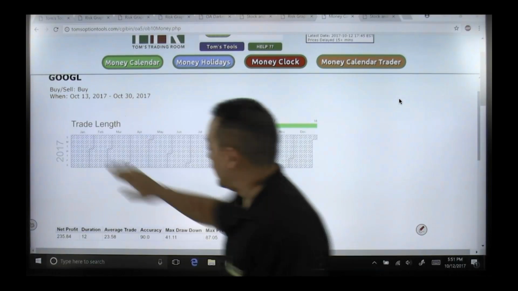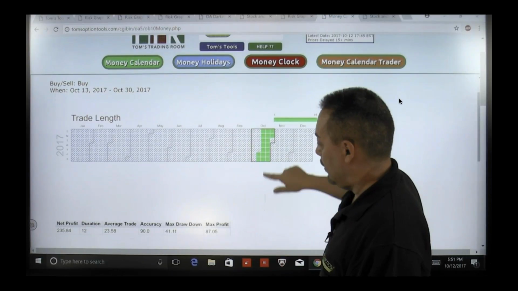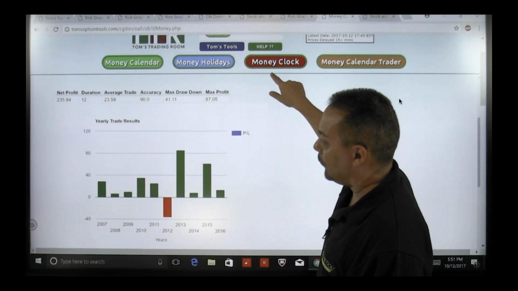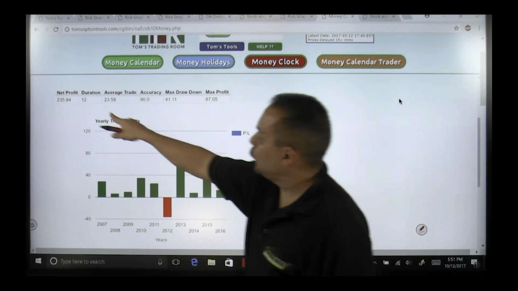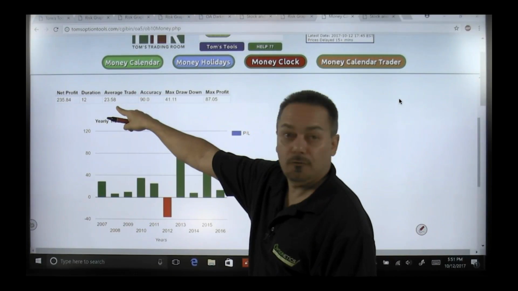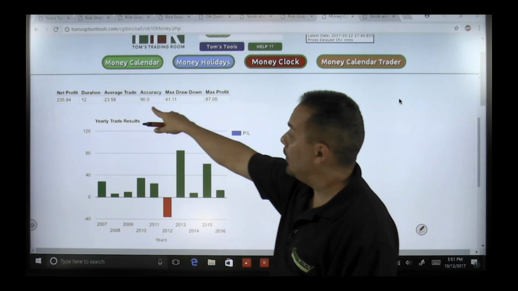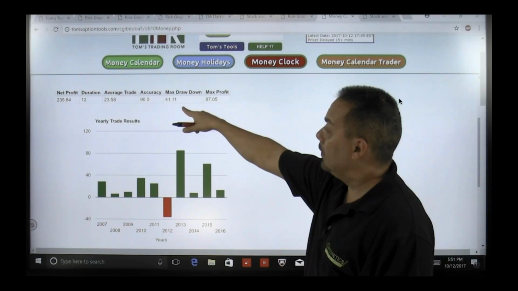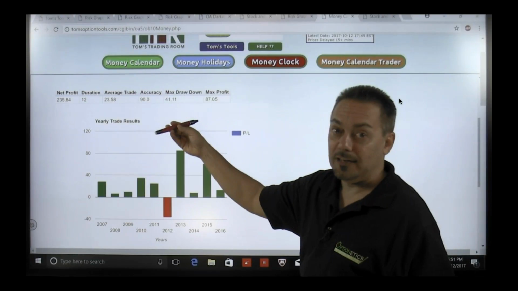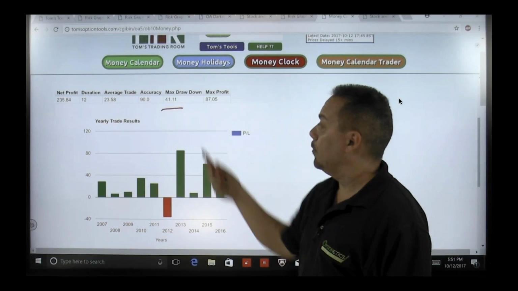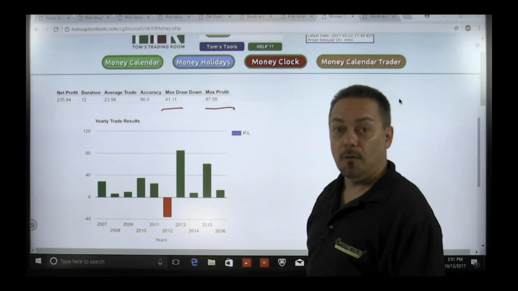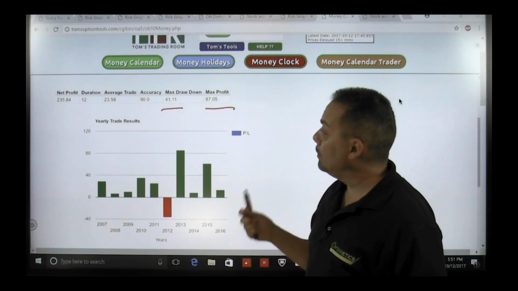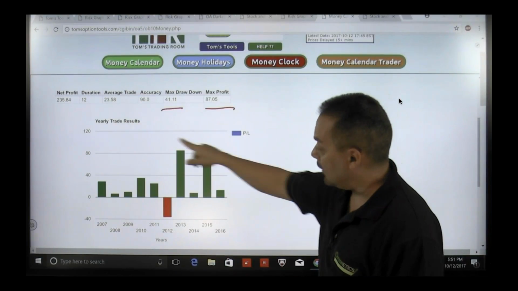The other thing I want to look at is our stats. The stats look like this. 12-day trade. Average trade makes $23.58. 90% accuracy. Look at the drawdown. This is why you need spreads. Drawdown, 41 points. Run up, 87 points. Nearly better than 2-to-1. And then you got this right here.